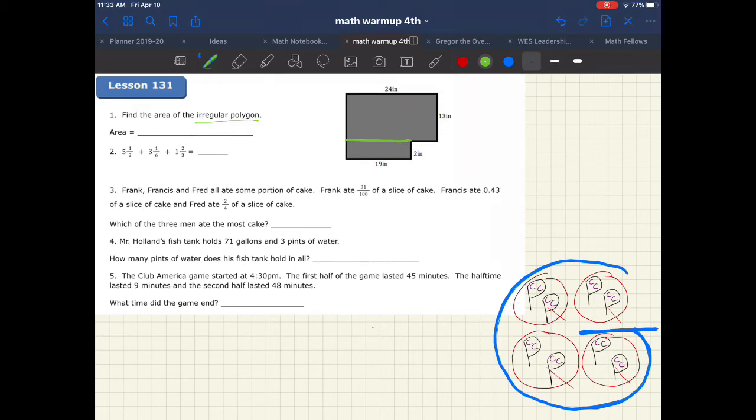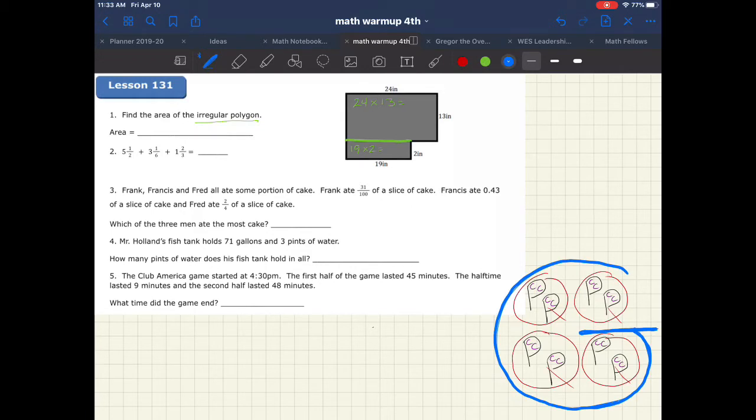And my first one is 24 is the length, and my width is 13, so I'm going to be able to find the area of that regular polygon, that rectangle. And my other one, the length is 19, and the width is 2, and I can find the area of that rectangle. And then I just put the two pieces together. So let's go ahead and do that.